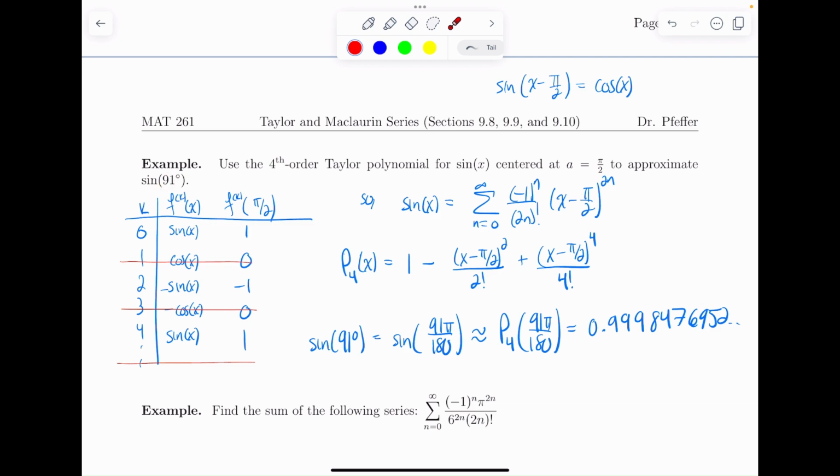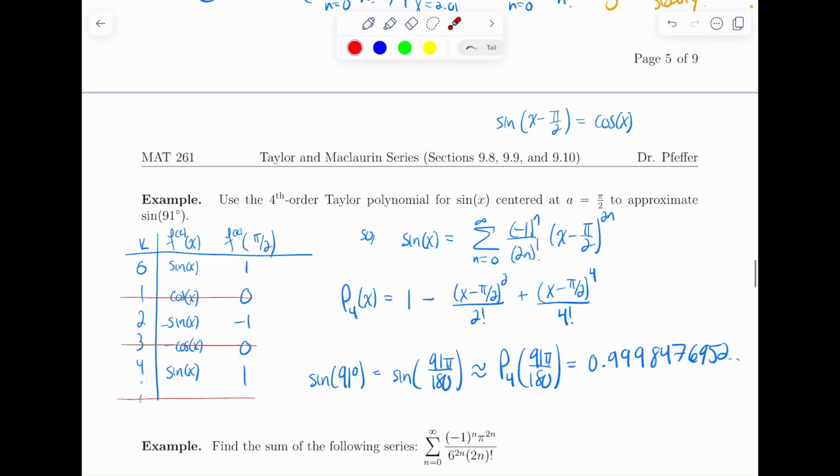Of course, this value is very close to 1. 91 is very close to 90. If you want to know how accurate this is, since we're working with an alternating series, you can do the alternating series error estimation. And so, this is yet another example of using Taylor series to approximate functions in a very real way, or approximate function values, I should say.